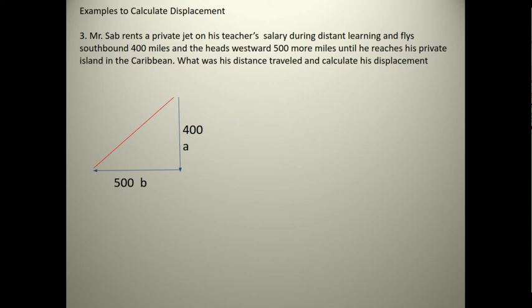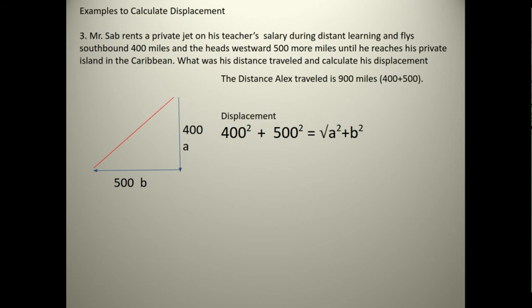Okay. So the total distance that I traveled, forgot to put Mr. Saab, not Alex. So the total distance I traveled was 900 miles, 500 plus 400. But let's calculate the displacement from or to the island. So 400 squared plus 500 squared. Dealing with big numbers doesn't mean you can't do it. We're just going to be dealing with bigger numbers.